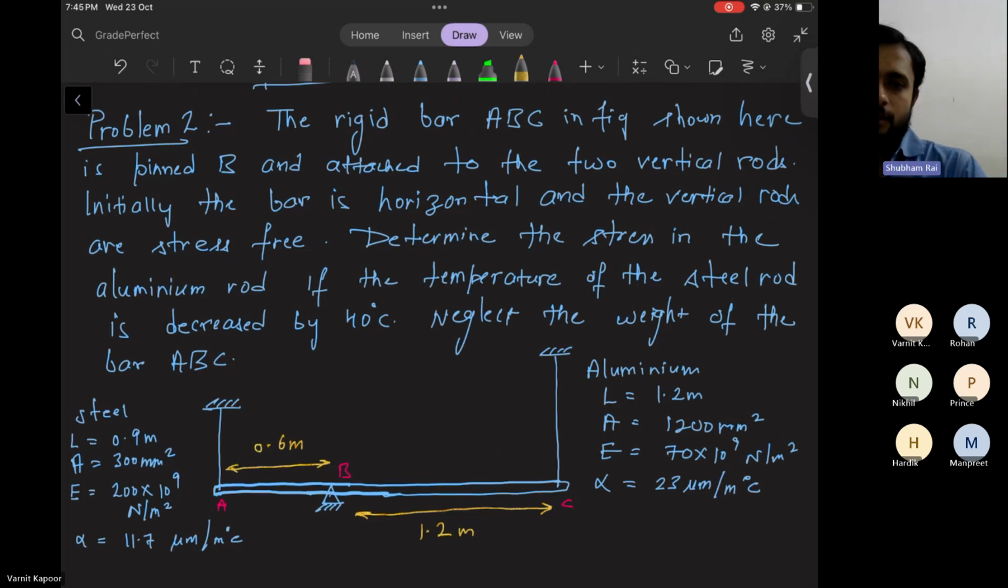So the rigid bar ABC in the figure shown here is pinned at B and attached to two vertical rods. Initially the bar is horizontal and the vertical rods are stress free. Determine the stress in the aluminum rod if the temperature of the steel rod is decreased by 40 degrees Celsius. You have to neglect the weight of the bar ABC. So how will you solve it? Can you tell me?